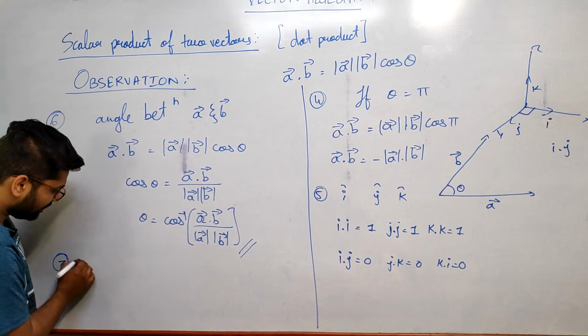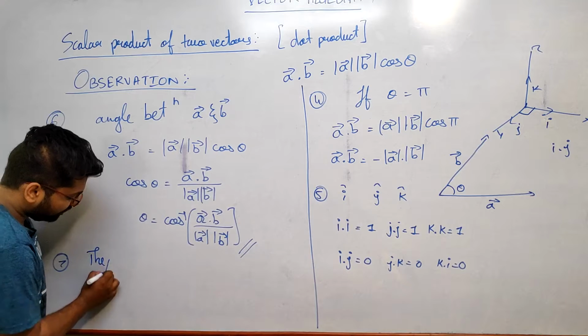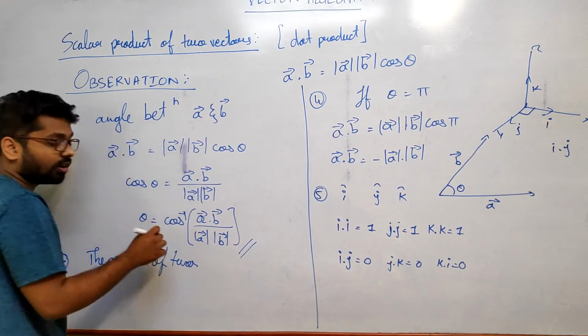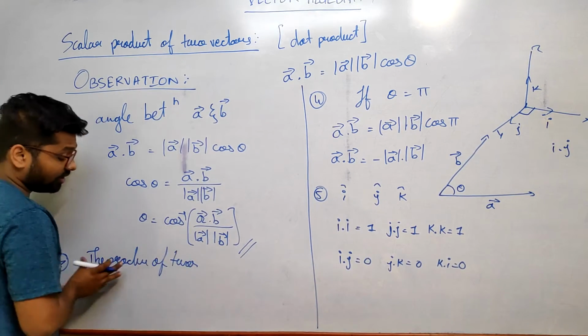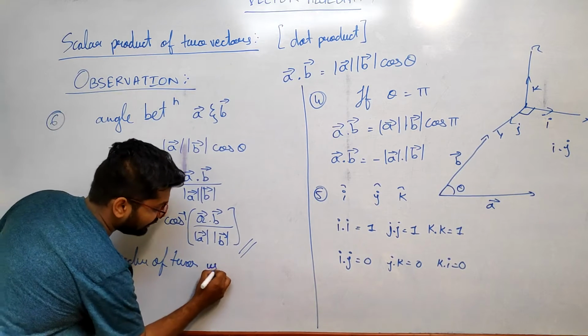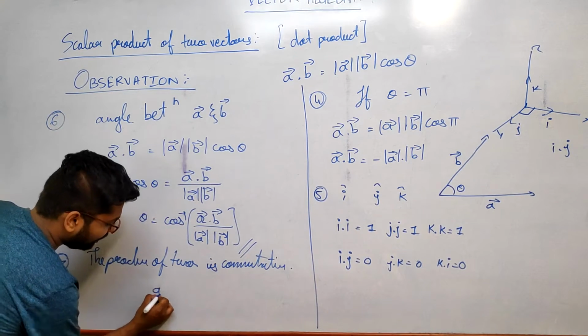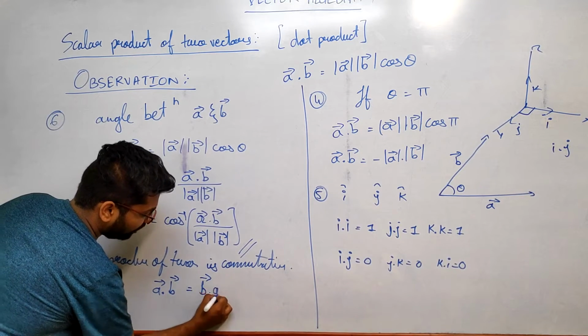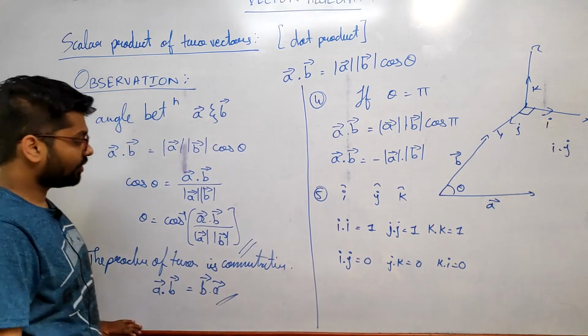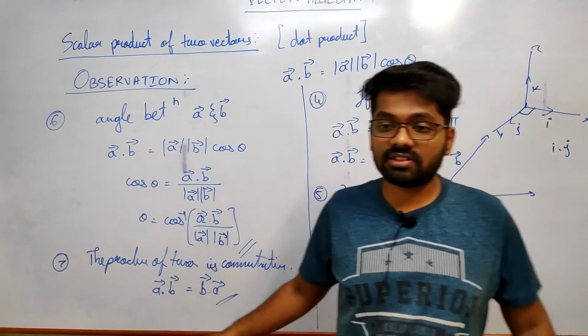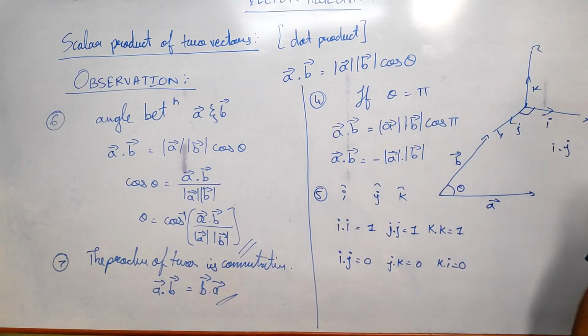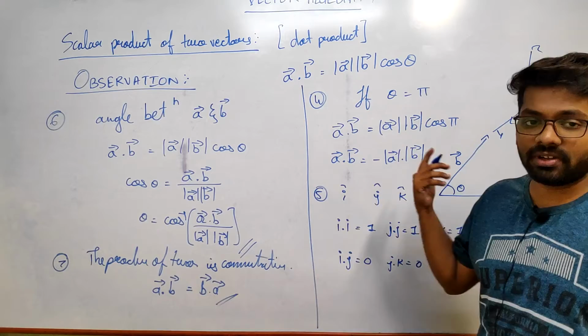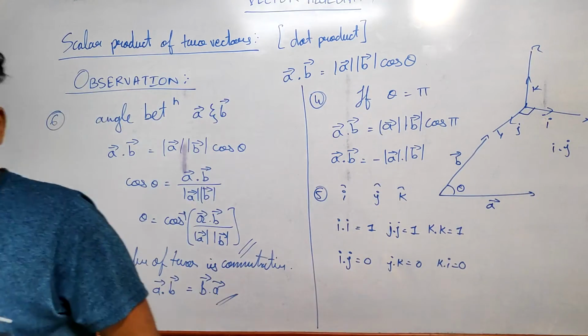And the seventh one is easy. Here you have the product of two vectors, the dot product of two vectors, which is commutative. मतलब क्या? A bar dot b bar is same as b bar dot a bar. So this condition holds good. So these are your important 7 observations which we will be using in examples as well as in exercise.